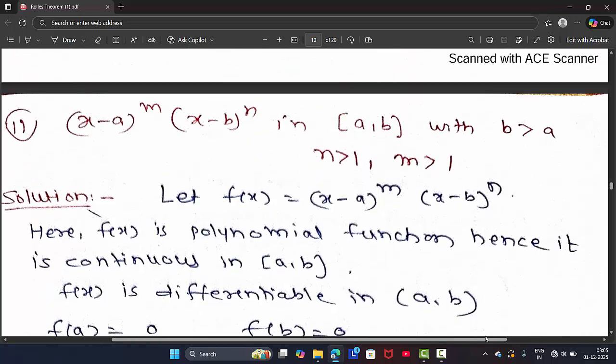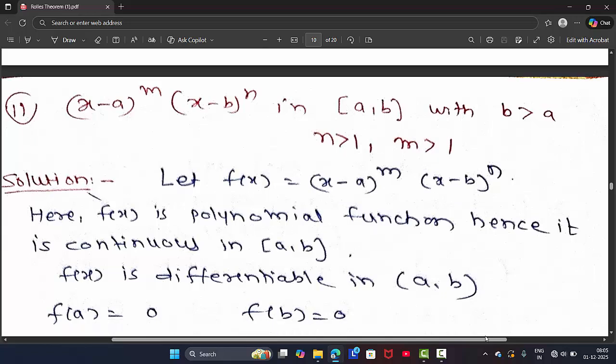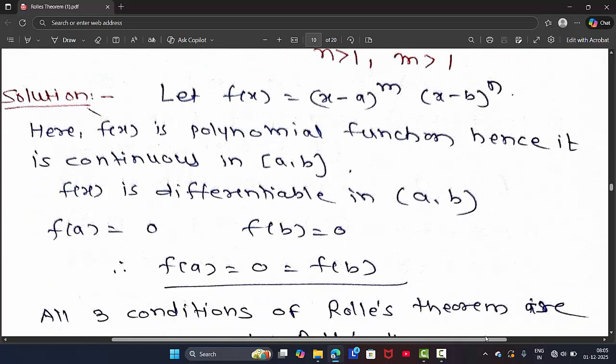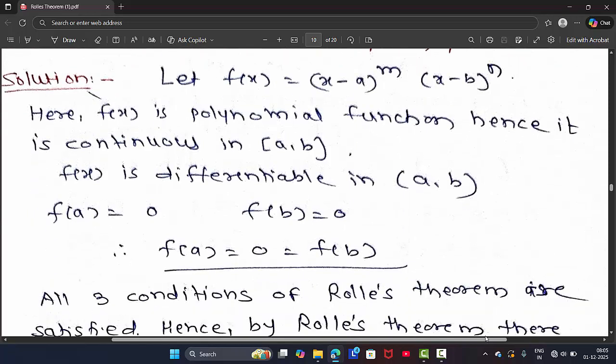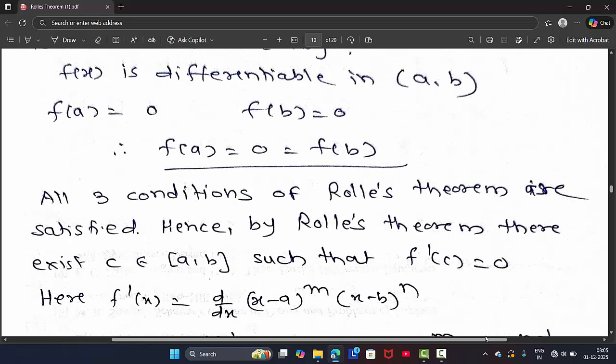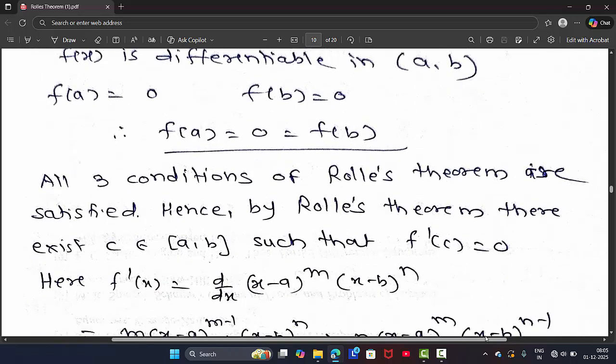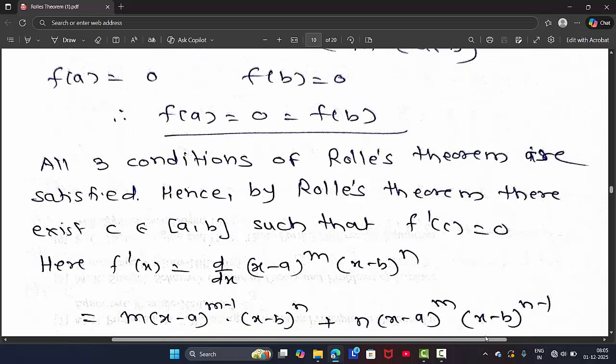F of a equal to 0 because a minus a becomes 0. Similarly, f of b equal to 0 because b minus b becomes 0. And hence f of a equal to f of b. All the three conditions of Rolle's theorem are satisfied. Hence, by Rolle's theorem, there exists a point c in ab such that f dash c equal to 0.